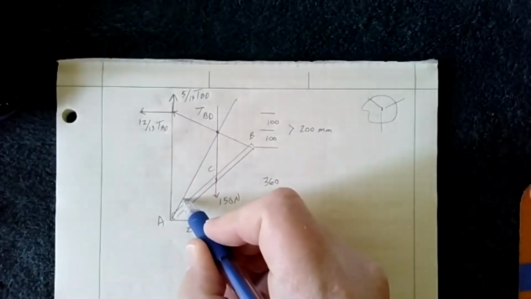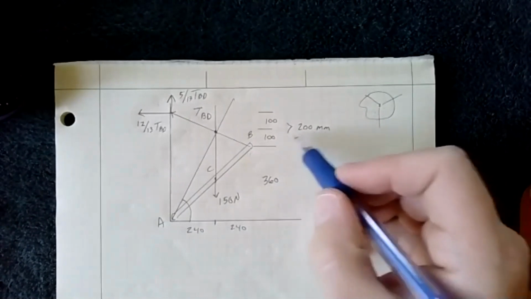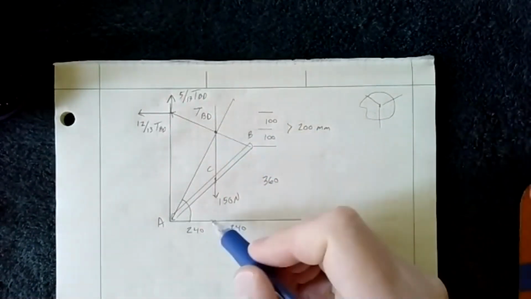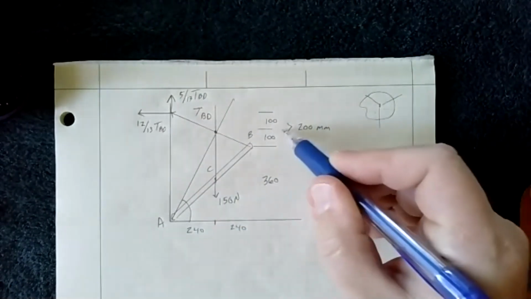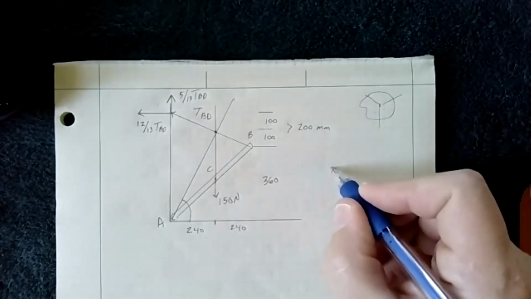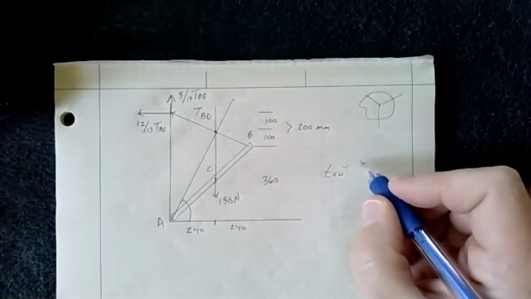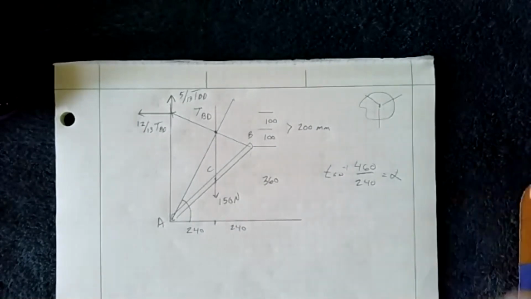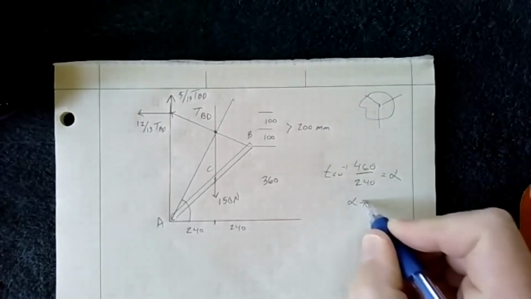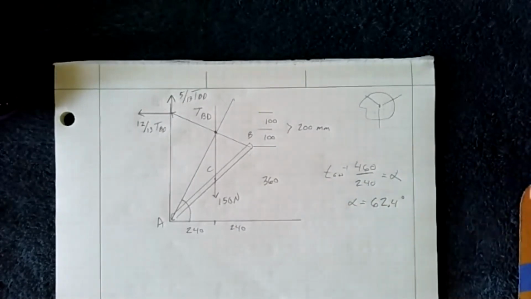So then we probably want to know what that angle is. Well, fortunately, because this goes to the midpoint, it makes it quite easy. I know that this triangle here, the base is 240 and the height is 360 plus 100. So that means inverse tangent of 460 over 240 equals my angle, alpha, I'll call it. So in this case, alpha is going to equal 62.4 degrees. There I have it. So I have that angle.